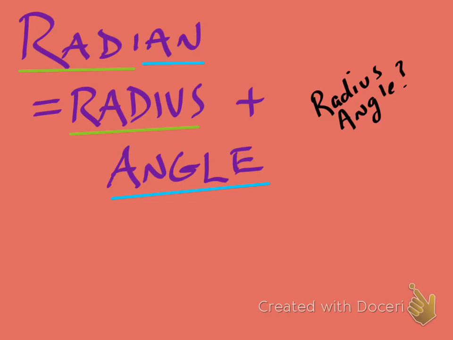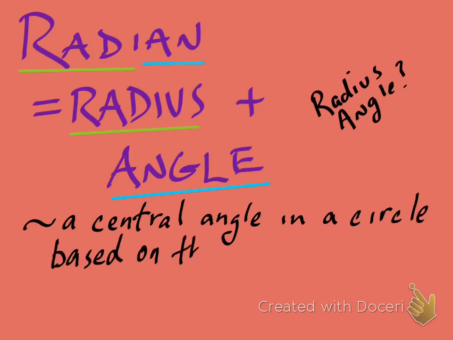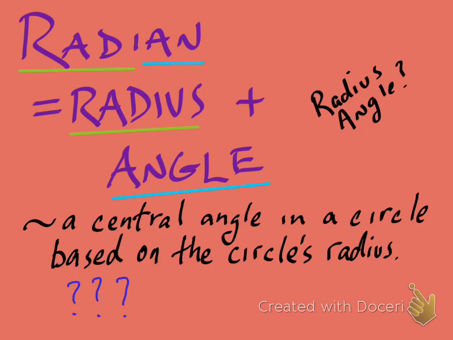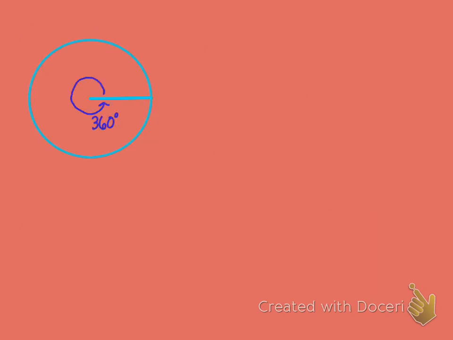Here's my informal definition of a radius angle. A radius angle is a central angle in a circle that is based on the circle's own radius. So the size of the angle is dependent on the radius of the circle. Does that make sense? Maybe not. Let's back up a little bit, and you'll see that description is a good description, but it may not make sense yet. First off, let's talk about degrees.